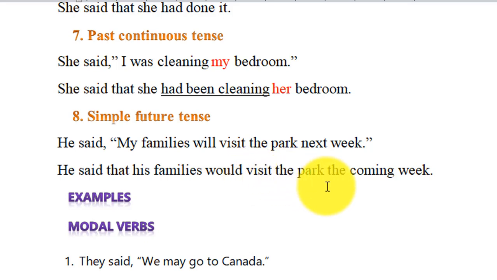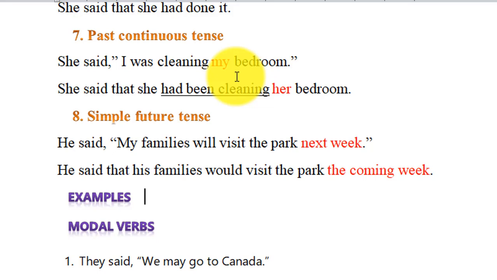Next week can be converted into the coming week. Don't forget to change this time expression; unless we change it, things remain the same and we are not in a position to report another person. So next week can be changed to the coming week; the following week is also acceptable. This is the structure by which we convert direct speech into indirect speech. The first is reported speech, reported statement, and I'll show you. These are the possible ways.